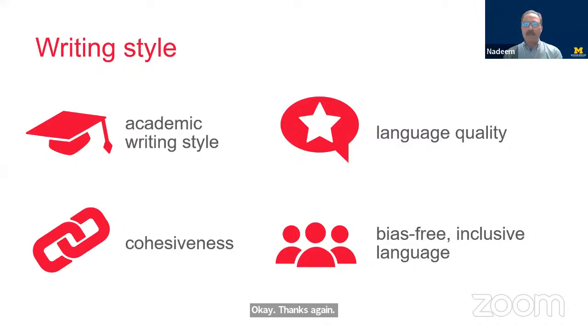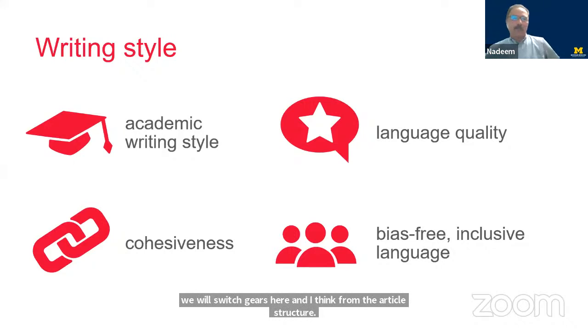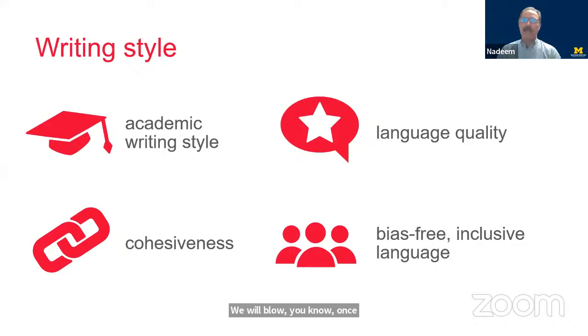So moving on, I think we will switch gears here, and from the article structure, we will boil this discussion down to writing style, because that's what matters when you are writing for a scientific journal or for any journal. So authors should use an academic writing style. For example, write in a consistent person and tense that is appropriate for their field, be as specific as possible, and avoid generalization, as well as avoid colloquialisms, informal phrases, and slang.